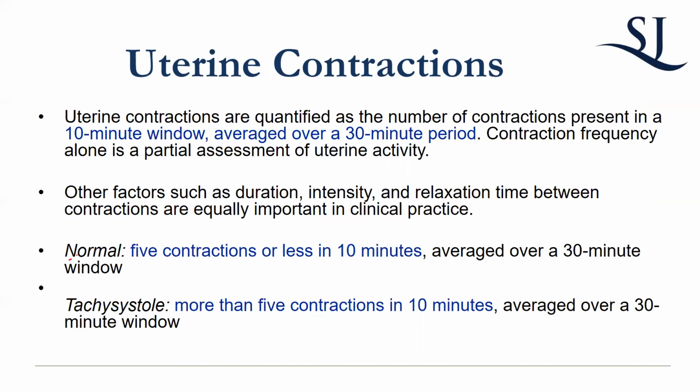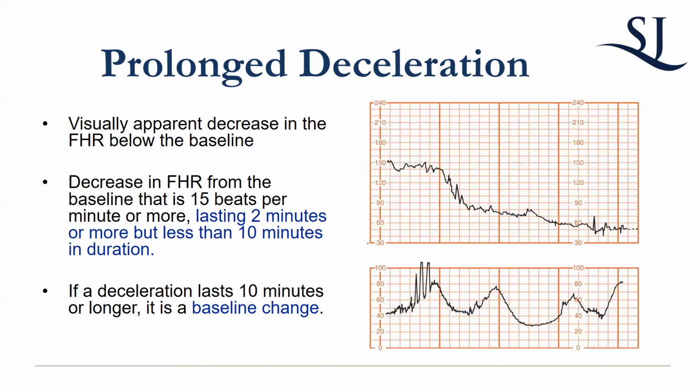That being said, your normal contraction window is 5 contractions or less in 10 minutes. Tachysystole is defined as more than 5 contractions in 10 minutes. So that's pretty much what's happening in this scenario. Now, if you have more than 5 contractions in 10 minutes, are you assured to have a fetal problem?